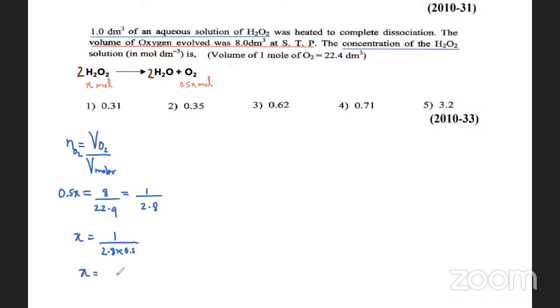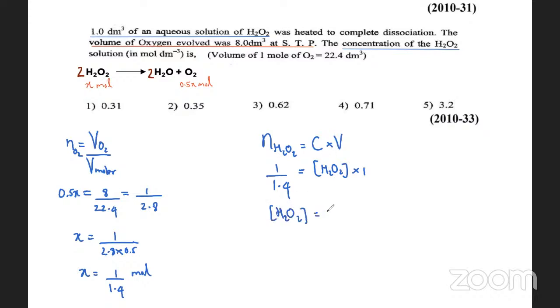Therefore, I'm getting X equals 1 over 1.4 moles. That's the number of moles of H2O2. Simple. Then the number of moles of H2O2 is equal to concentration into volume. What is the number of moles of H2O2? That is this 1 over 1.4, equal to concentration. What is the concentration, people? That's what we have to find out. Volume is exactly 1 because it is 1 decimeter cube. Concentration of H2O2 is equal to 1 over 1.4, 10 over 14, 5 over 7.